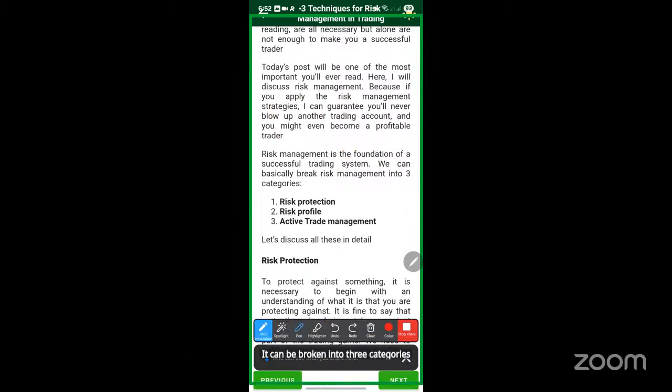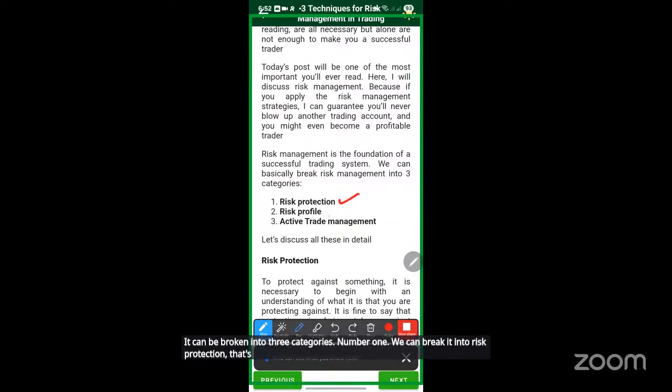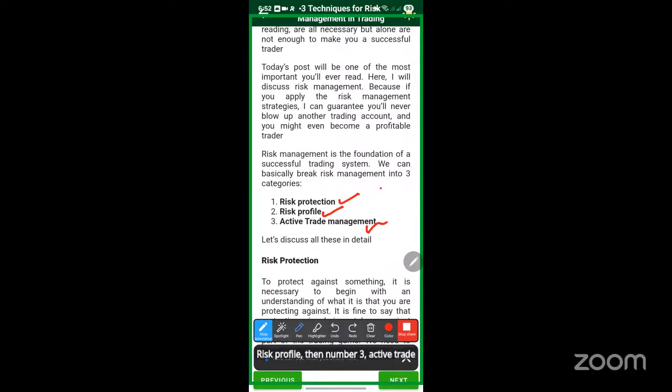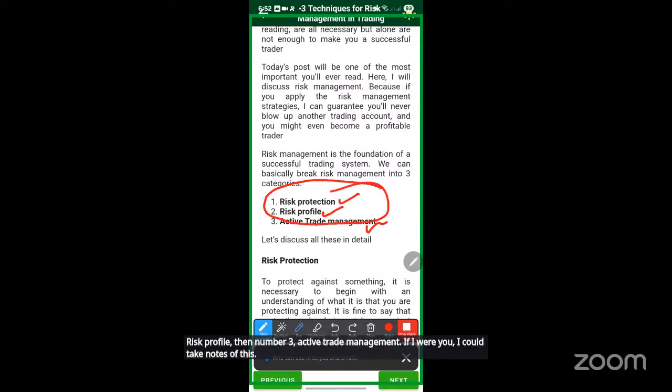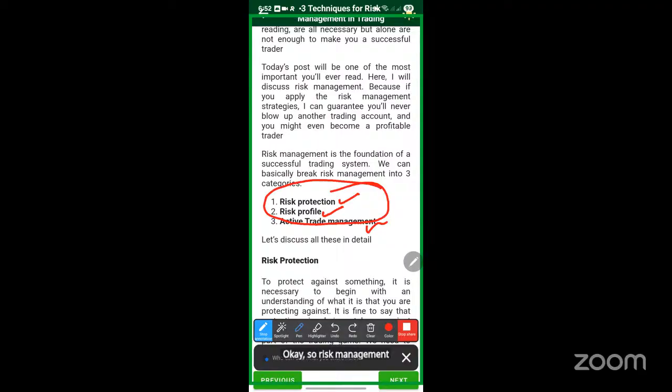Number one, risk protection. Number two, risk profile. Then number three, active trade management. If I were you, I would take notes of this. Risk management is made of three wings. The first one is risk protection.